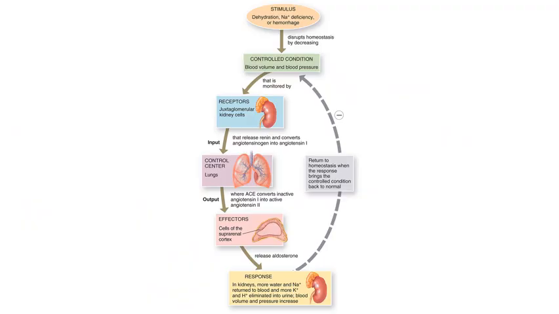This is just a quick depiction. All right, like I said, stimulus, dehydration, sodium, hemorrhage, all that fun, not fun stuff. Blood volume and blood pressure will change. Okay, now those kidney cells specifically, they have the receptors to detect the changes. They release renin, all right, and then that converts angiotensinogen into angiotensin 1. Now, angiotensin 1 finds its way to the control center, which is the lungs. All right, so that's where ACE, the enzyme, converts the inactive angiotensin 1 into active angiotensin 2.